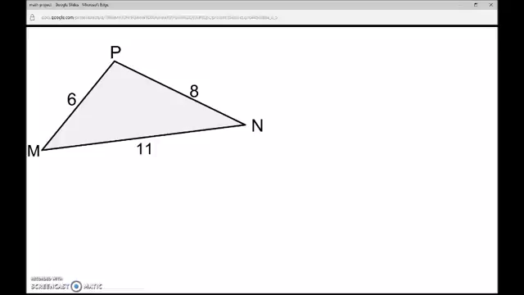And since we have three sides, or side, side, side, what we can use is the law of cosines, which is a squared equals b squared plus c squared minus 2bc times cosine of A. And so since we're not using a, b, and c, but we're using p, m, and n, we'll change it to p squared equals n squared plus m squared minus 2nm times the cosine of P. And we'll be solving for angle P first.